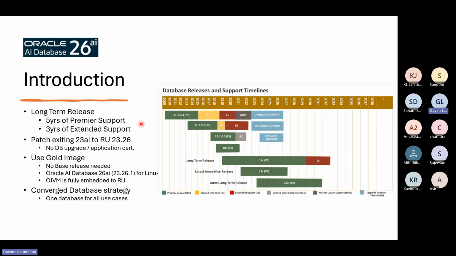If you just come across to this particular diagram, you can see the latest long-term release, which is 26 AI, which basically goes till, okay, here, this is 2031. So up till December 2031, you will have Premier Support. PS stands for Premier Support. No extended support period has been mentioned as yet, but generally it will be 3 years from this point onwards.